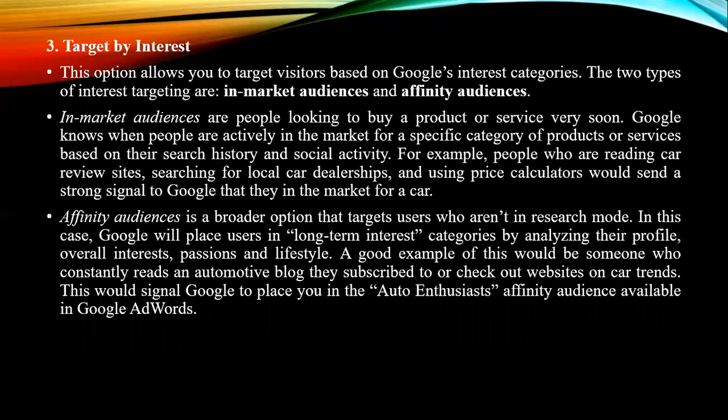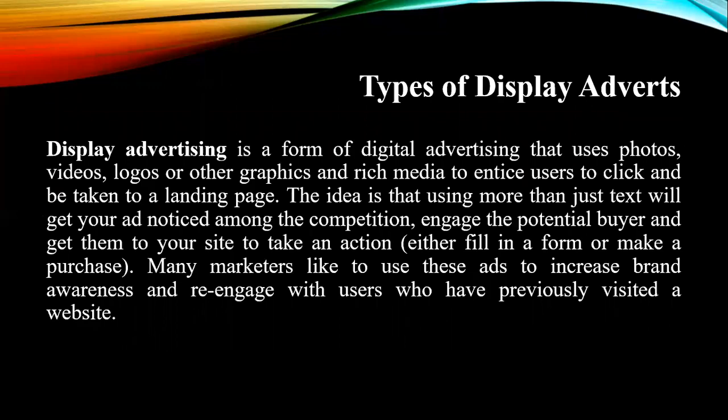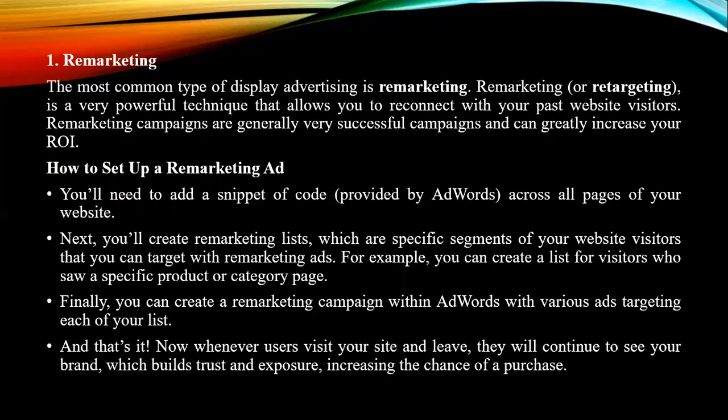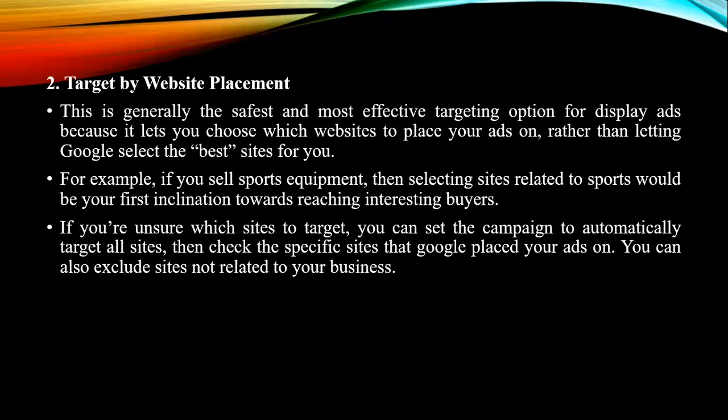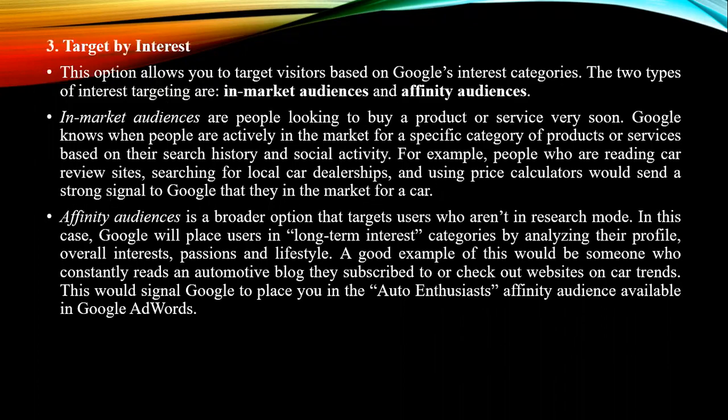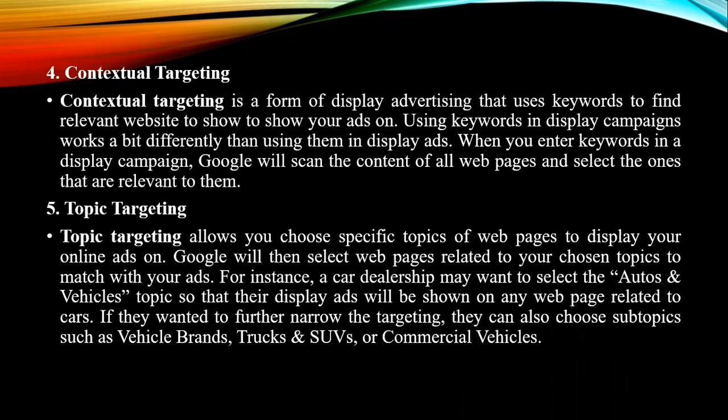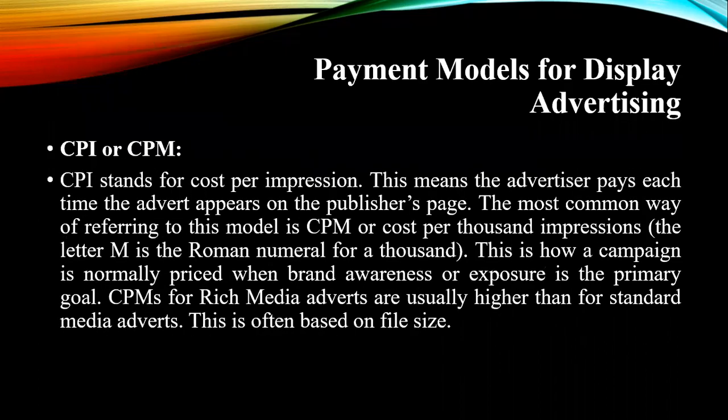So this is the second concept from online marketing: the types of display ads, and how it can be done. Either you can go with remarketing, or you can target by website placement, where you tell your preference to display the ad. Target by interest, like Google's interest, where they will suggest the in-market audience and affinity audience. Then contextual, which is displaying advertising with the help of keywords that link to your website. Then topic, related to a particular topic, either cars or other related products, that you can go with by typing.